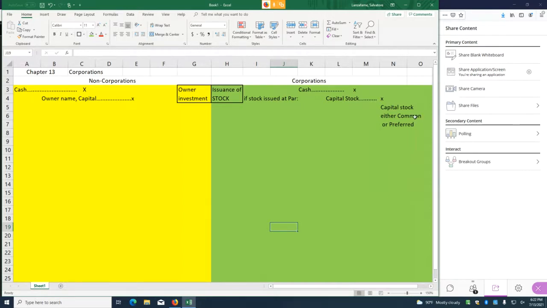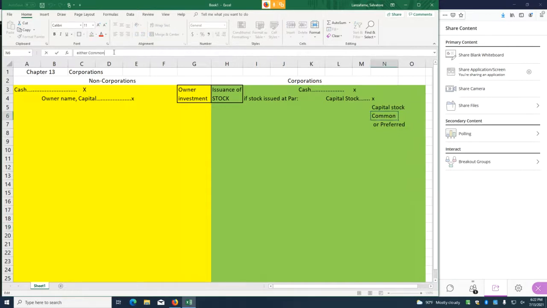I can tell you, as a little side note, that most corporations only issue common stock. In fact, approximately 75%, and that changes yearly, but only 75% of companies have just common. That means only 25% have common and preferred.